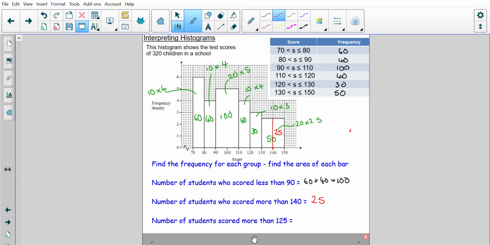Number of students that scored more than 125. So again, we're going to need to split the 120 to 130 bar in the middle. So that means we're going to have 15 students from the 125 to 130 plus 50 students from the last bar. So that's going to give us 65 students.